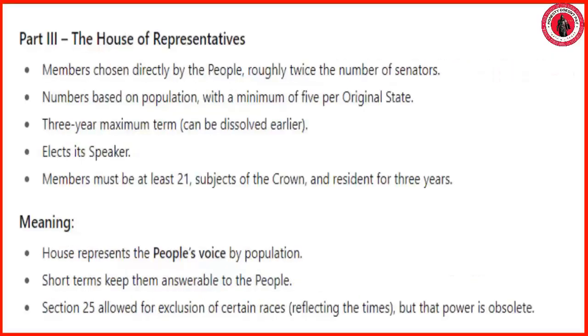Part 3. The House of Representatives. Members chosen directly by the people, roughly twice the number of senators. Numbers based on population, with a minimum of 5 per original state. 3-year term, can be dissolved earlier. Elects its Speaker. Members must be at least 21, subjects of the Crown and resident for 3 years. Meaning, House represents the people's voice by population. Short terms keep them answerable to the people. Section 25 allowed for exclusion of certain races reflecting the times, but that power is obsolete.